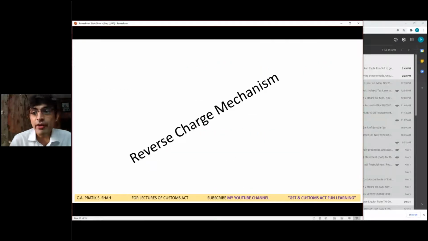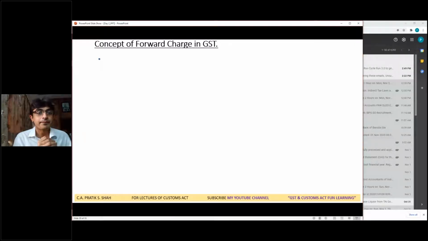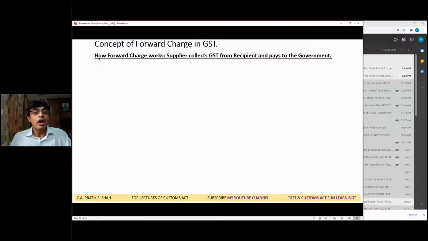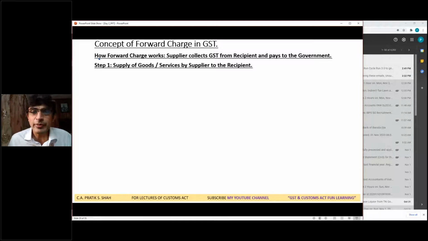Now I take you to next problem, reverse charge mechanism. Reverse charge mechanism, this point, very, very important. See this. First, let us understand what is the concept of forward charge. Then let us understand what is reverse charge in GST. See this point. How forward charge works.